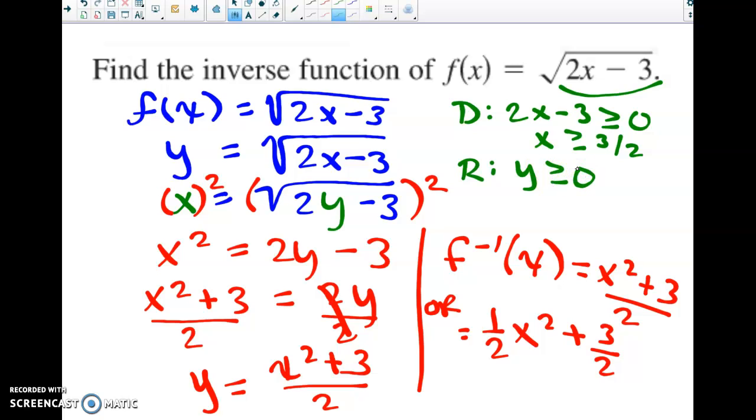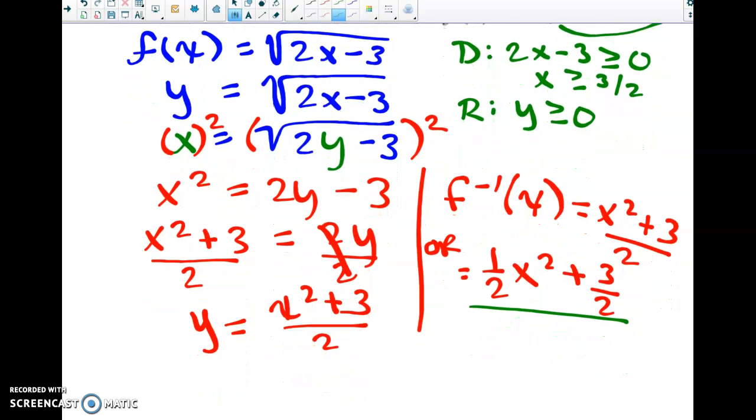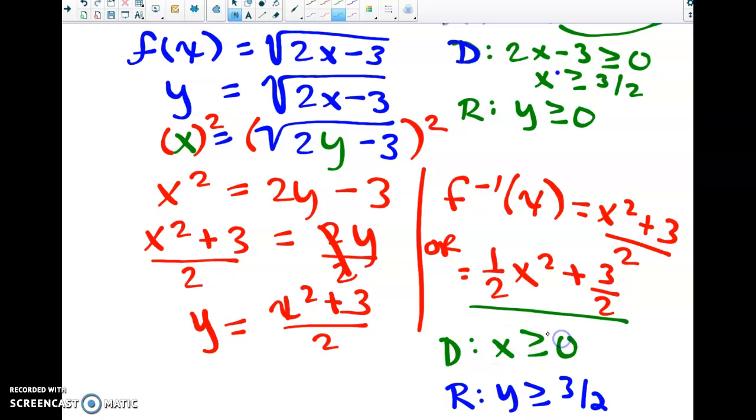Why does this matter? The reason for this is when we get down to our inverse function, we have to restrict it because right now we have that the inverse is this entire thing. We can only take half of it. We have to focus on the domain and range from the original and swap them. So the domain of the original is going to be the range. So that means y greater than or equal to 3/2. Notice I changed the x up here to y. And the domain, x has to be greater than or equal to 0.